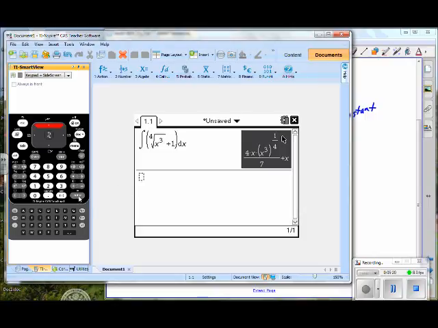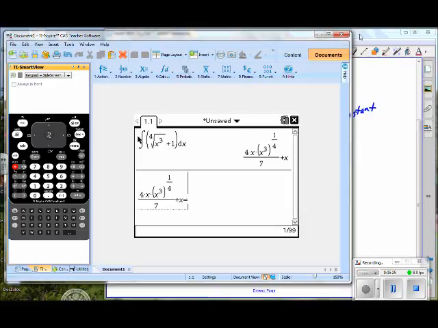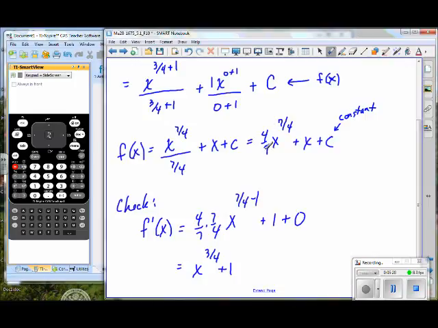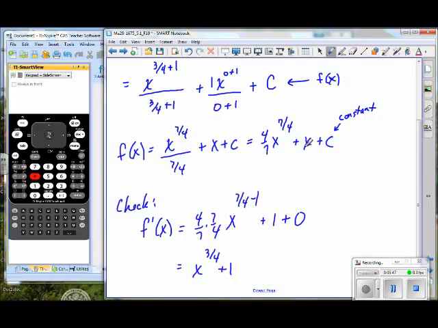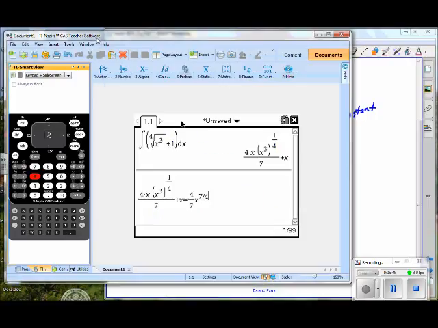We'll go up here. Let's bring that down. Say equals, and then we'll put in our answer, 4/7 x to the 7/4. So we'll have the fraction, and we want 4/7 x raised to the 7/4 power, and we have to finish it by saying plus x. Make sure you bring the cursor down like that, plus x.